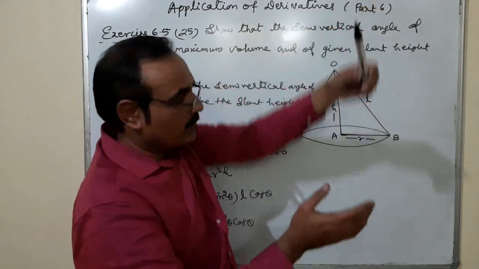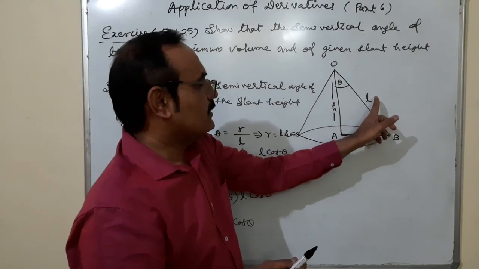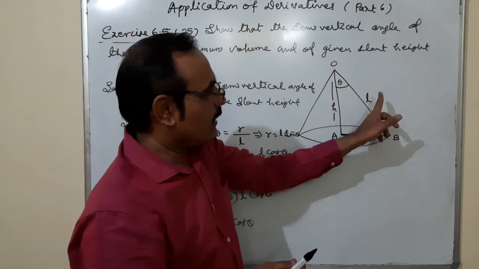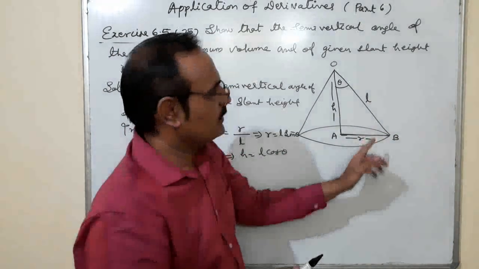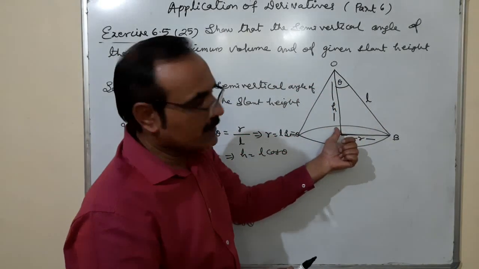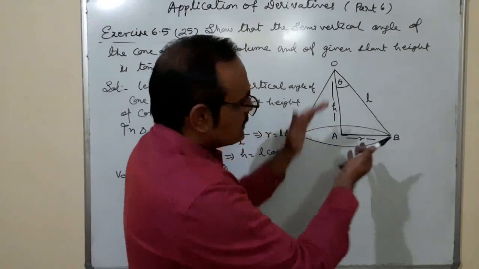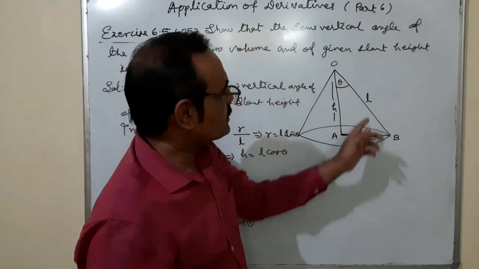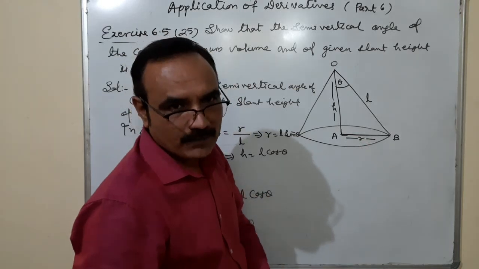That means the slant height is the quantity, and with respect to the L, I think both H and R are variable. Because when we shift that side, H will be increasing and the radius will be decreasing. When we shift that side, radius is increasing and height is decreasing. So what does it mean? L, H, R, these three are variable.